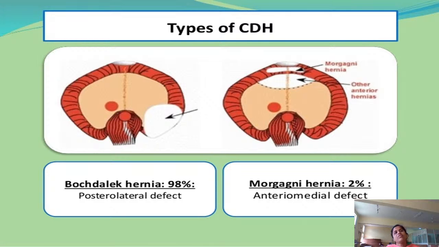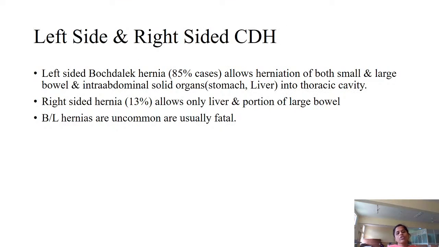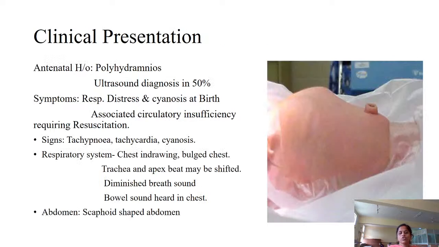Among the Bochdalek, left-sided are more common than the right side. So left-sided Bochdalek hernia allows herniation of both small and large bowel and abdominal solid organs like stomach, liver, etc. into the thoracic cavity. Whereas on the right side, it is mostly the liver and a portion of the large bowel. Bilateral hernias are uncommon and are usually fatal.